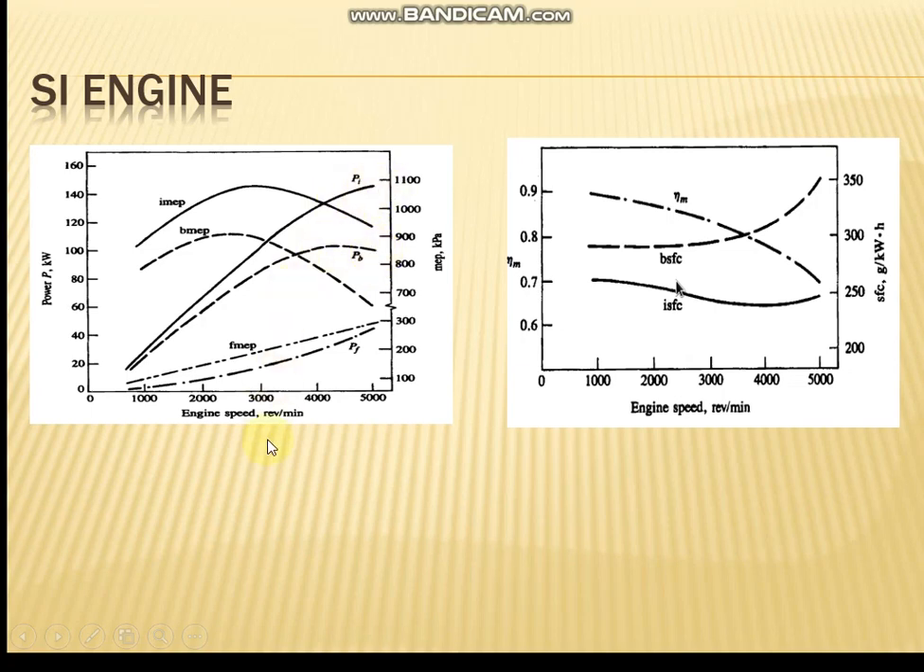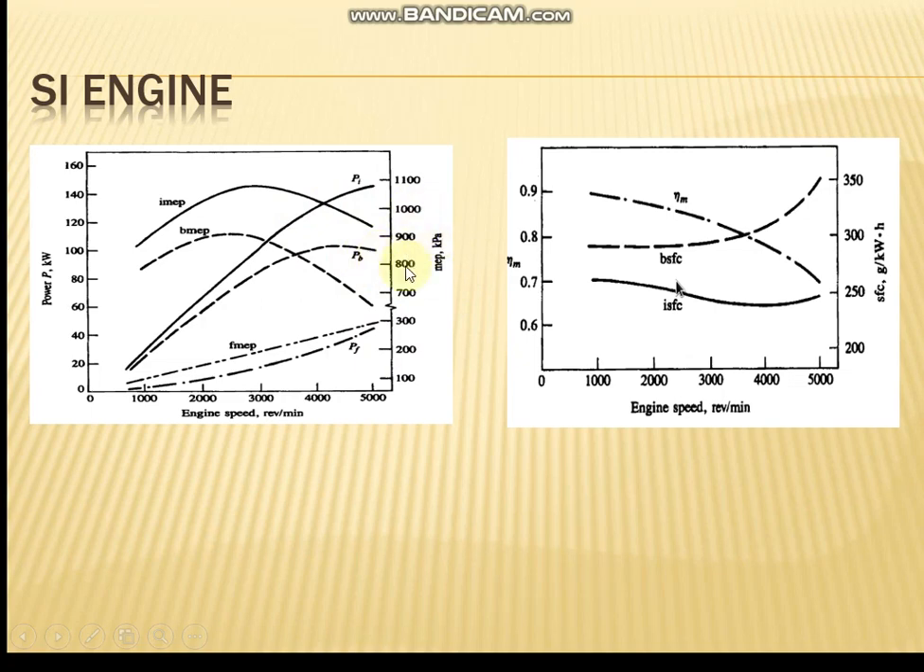If the engine speed is above the operating range, friction power increases very rapidly. Indicated power reaches a maximum and then falls off. At some point indicated power and brake power meet: indicated power is equal to friction power, and brake power is zero.